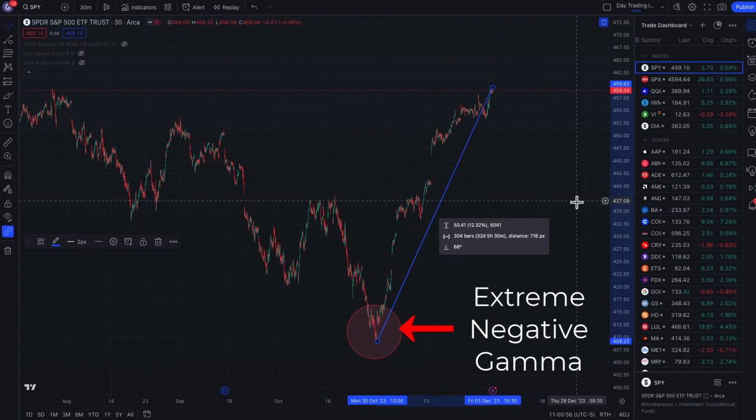And that goes back to the first part of the video, where we were talking about how these feedback loops can occur on both the downside and the upside because of the big market players and option dealers having to hedge their positions.